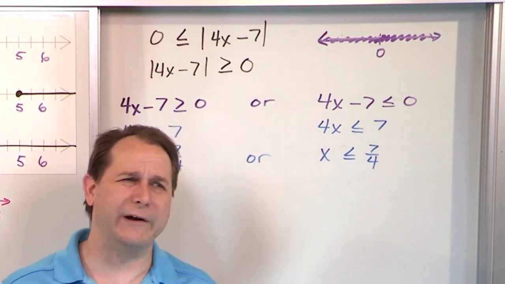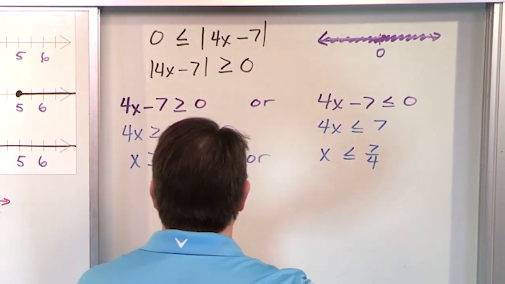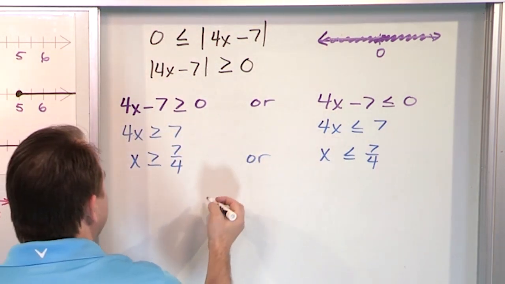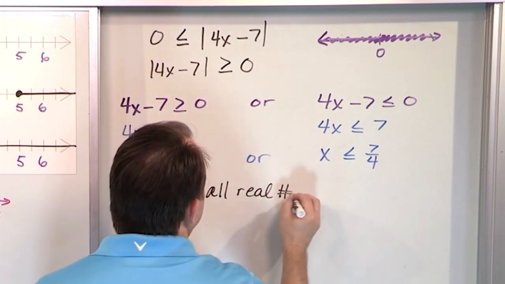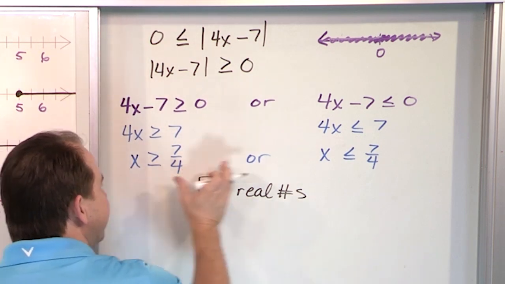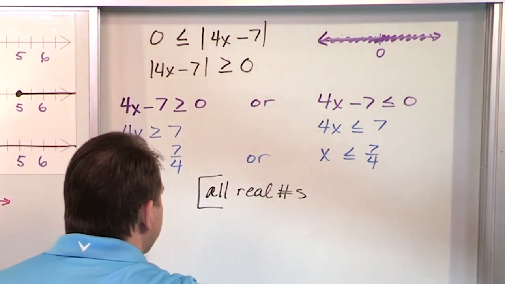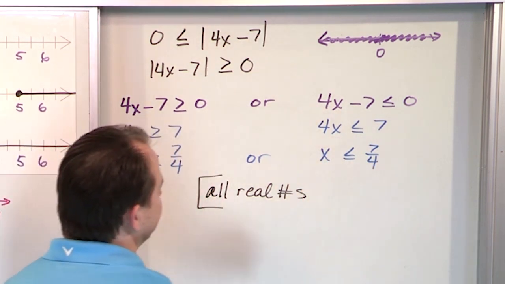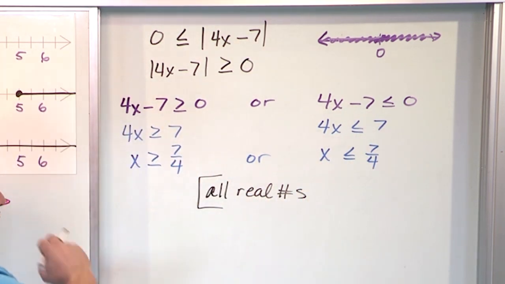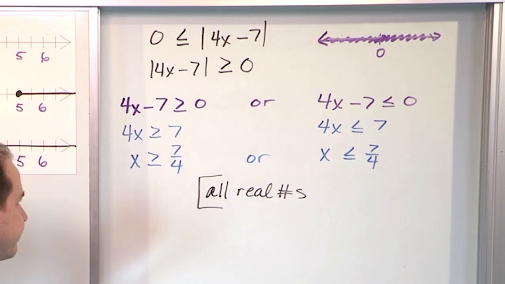So it's one of those kind of weird problems. I told you, when you get down to the answer, this is what you're going to circle, or you could just say all real numbers are the solution, because once you actually read your solution, you realize it includes all numbers. Every number you can pick is going to be either bigger than 7/4 or less than 7/4. So the real answer is all numbers, and that's why we did it that way.